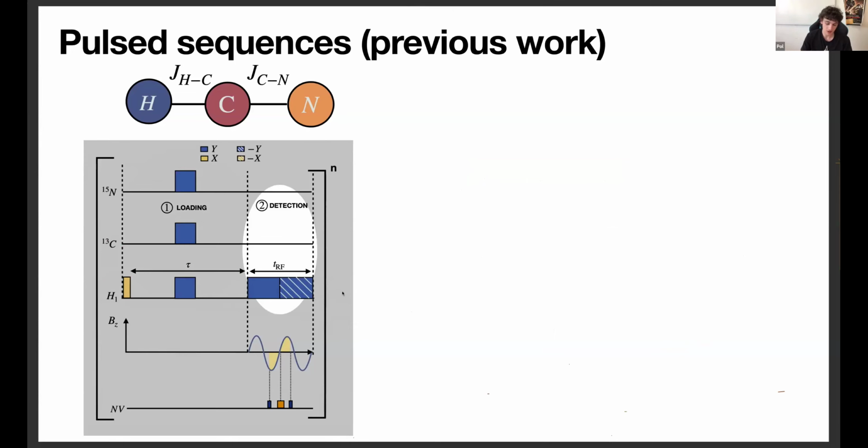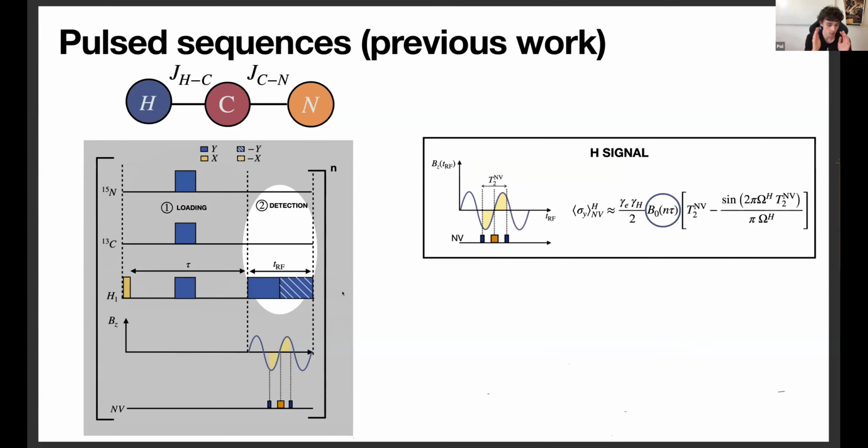In the detection stage, as I said, the nucleus over which you're applying the radio frequency radiation will emit a magnetic field, and that will be tracked with the NV, as I showed here. Now, the signal has this expression right here. Don't worry, I just want you to focus on this term, which carries the information about the evolution during the loading period. And then this term depends on which nuclei I'm reading.